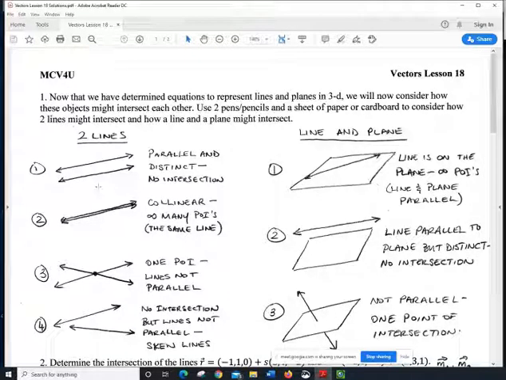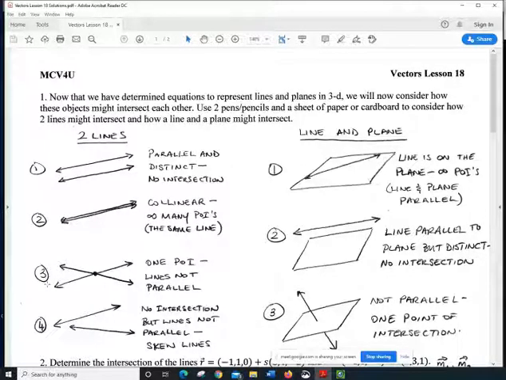So you should be able to tell just by looking at an equation whether it falls under one of these two categories or one of those two categories based on whether the direction vectors are parallel.